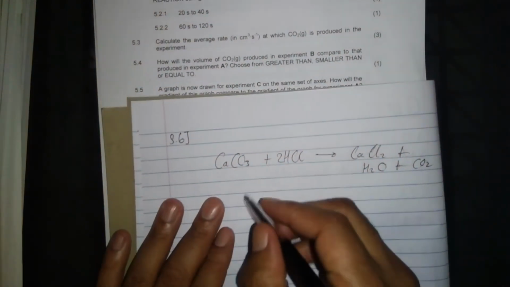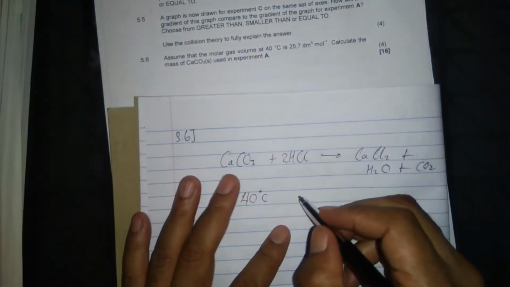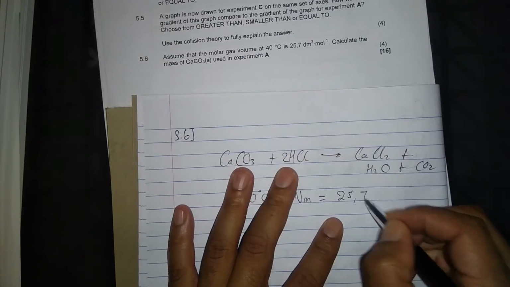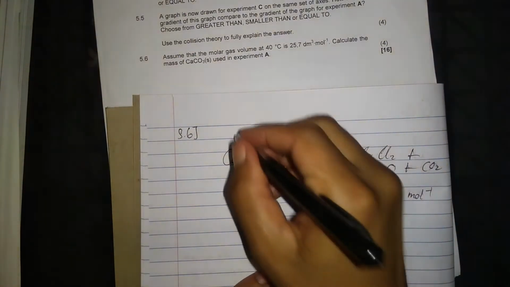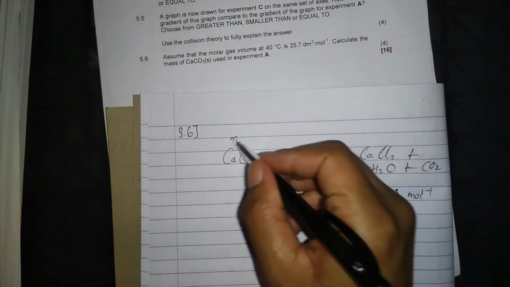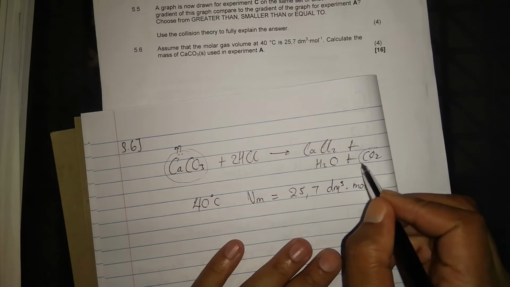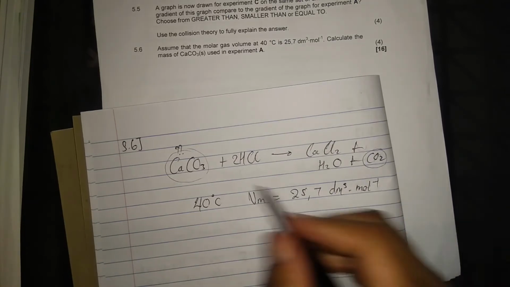So therefore, at 40 degrees Celsius, assume that the molar volume, Vm, is equal to 25.7 cubic decimeters per mole. We want to know the mass of calcium carbonate used. So therefore we will use stoichiometry here, to calculate the mass.